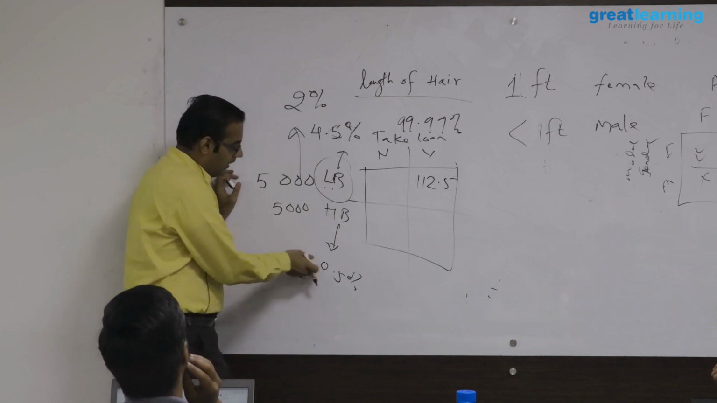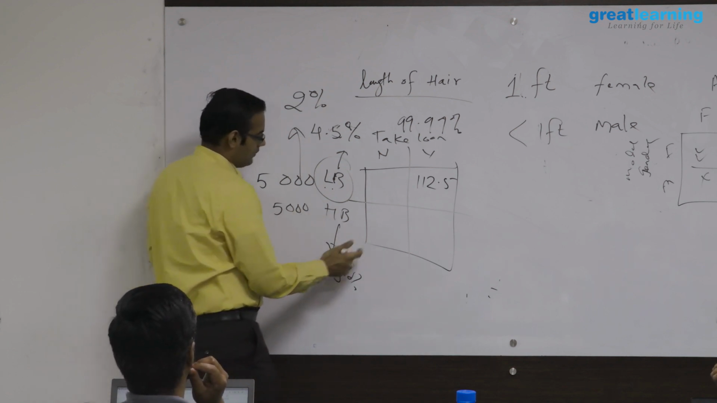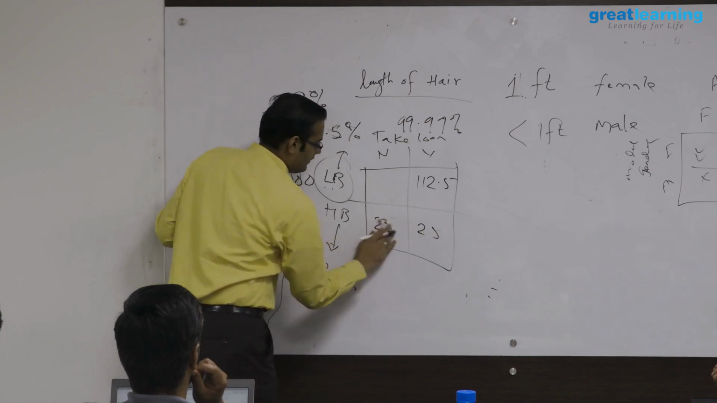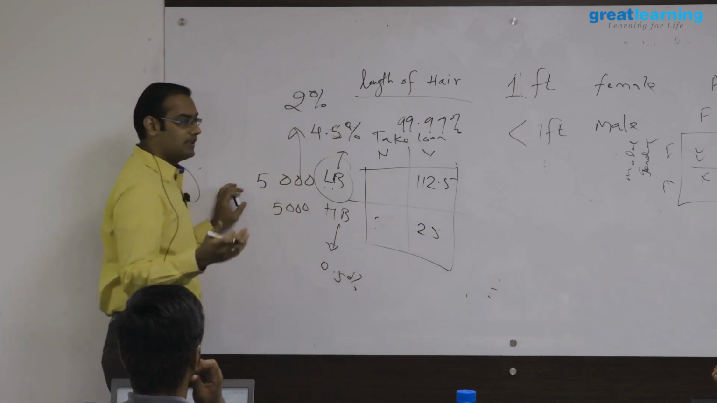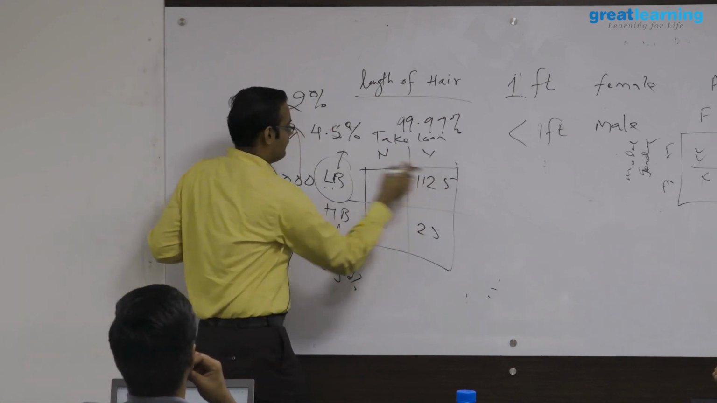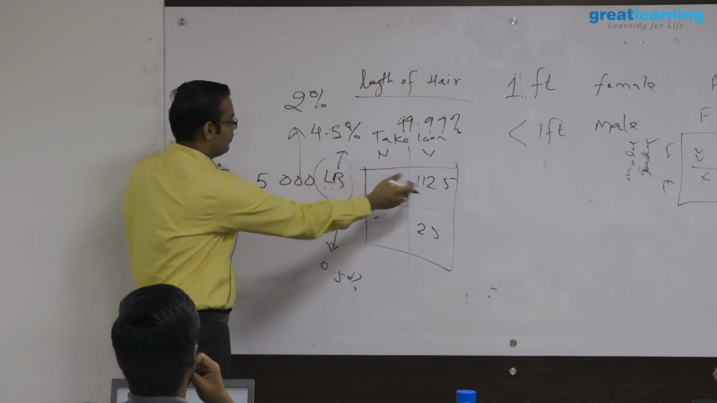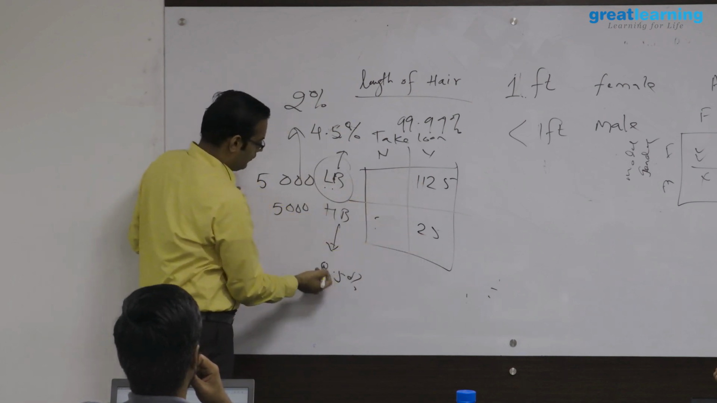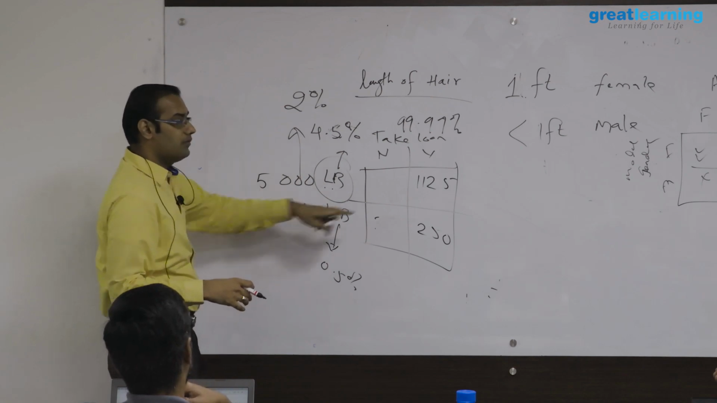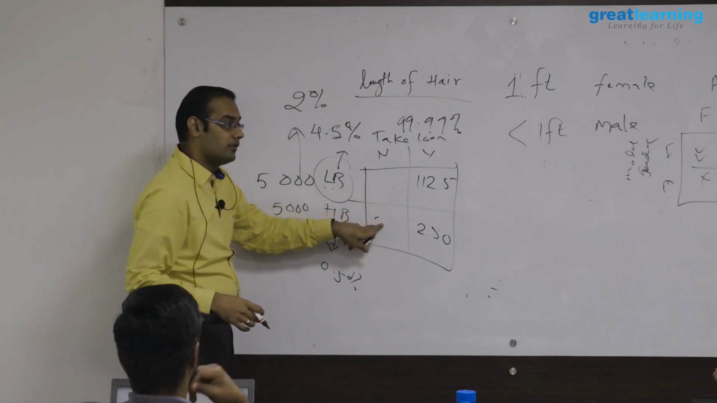Remaining 0.5, that is some 25 people will take loan. Something like that would be the distribution. This is 5% we have taken, 1125, and this would be 250 something. I have not taken it 10% something. But this would be the remaining people who have not taken loan.